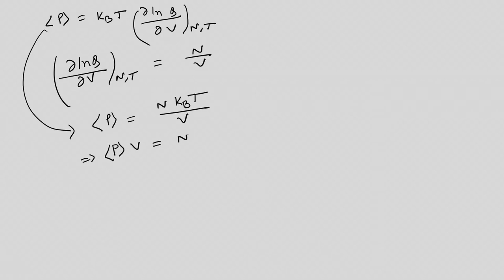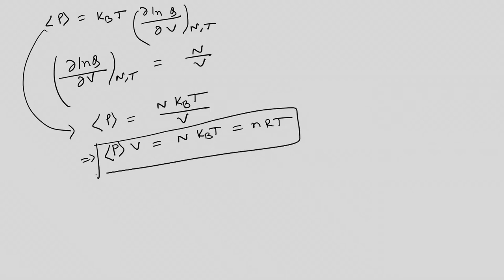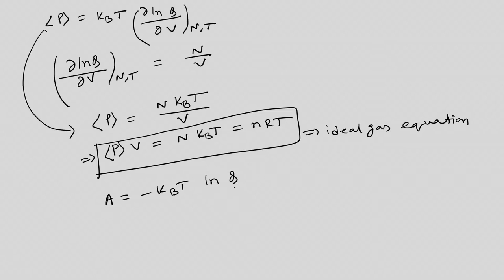So, we get PV is N kB T, and this is nothing but nRT, and this is the ideal gas equation that we have studied. So this one we are supposed to get because we are dealing with an ideal gas. Similarly, we can calculate A is minus kBT ln Q, and if we substitute the value of ln Q here, we get the value of A.